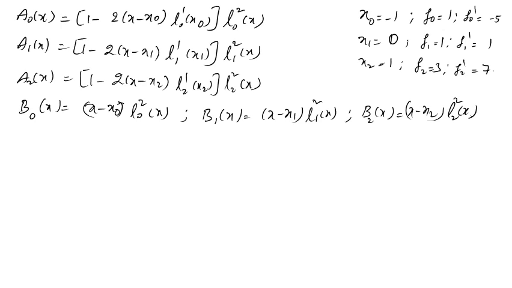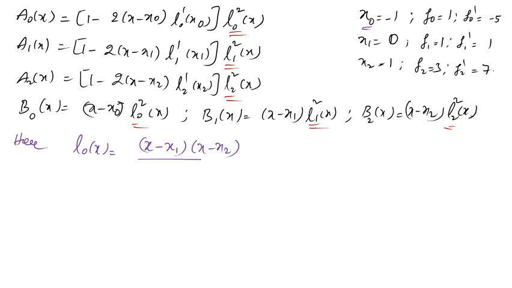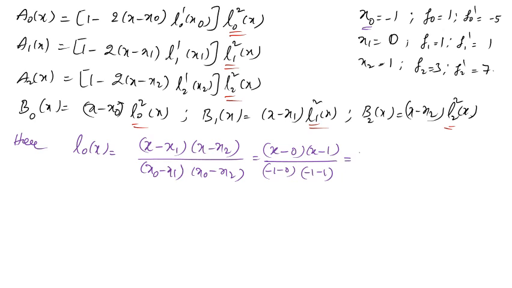Okay, so let me first find L0, L1, L2, since they are required everywhere. Lagrange's fundamental polynomials. Okay, here what is the first one? L0 of x means what? I told you already: delete the difference x minus x0, write the remaining differences x minus x1, x minus x2, divided by the same with x replaced by x0, that is x0 minus x1, x0 minus x2. This is L0 of x. What is this? It becomes (x minus 0)(x minus 1) divided by (minus 1 minus 0)(minus 1 minus 1). So this entire thing is x into (x minus 1) by 2. And what is L0 dash of x? Numerator x square minus x, so it becomes (2x minus 1) by 2.